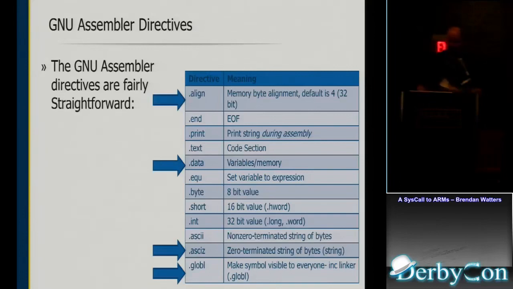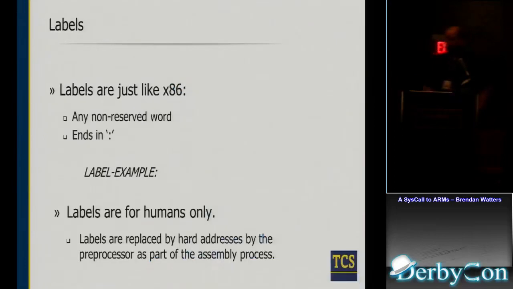Now, dot data should be familiar to anybody that's on x86. That's just saying, hey, there are variables here. Dot ascii just says, hey, the data that's going to follow this is an ASCII string, terminated with a 0 character. Dot global just says, whatever comes after this is a global variable, everybody can see it. And we'll get back to those in a minute.